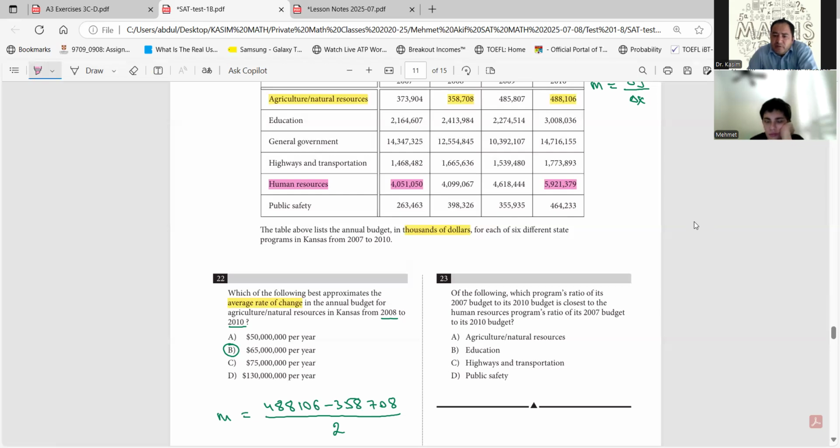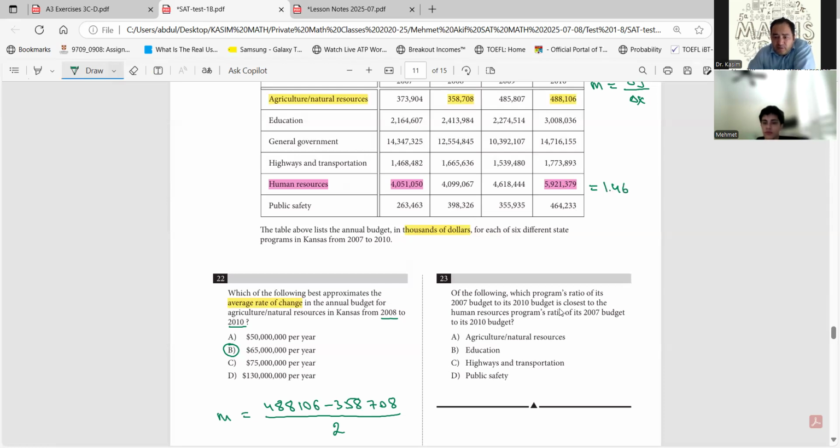Do the same step that we did last time. No, no, it's just saying ratio here, right? So you have to divide this 5921,379 by 4,051,050. If you calculate this, what do we get here? You get like 1.46, right? Yeah. Okay. So if you divide this, we get approximately 1.46.